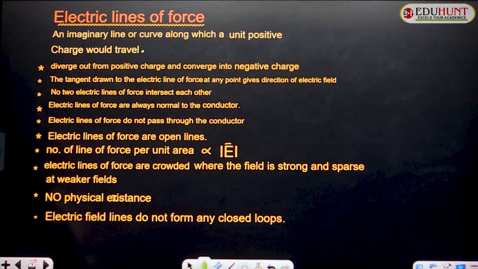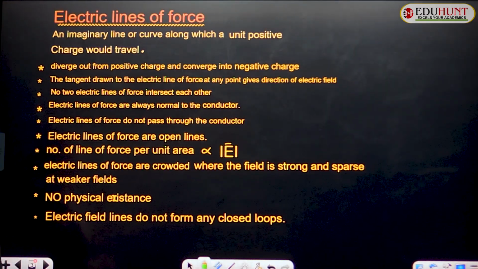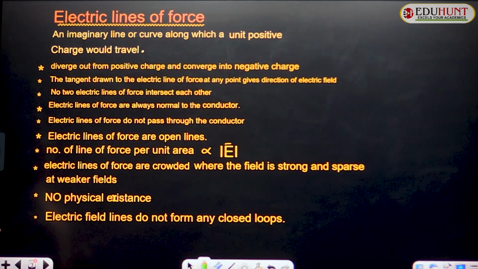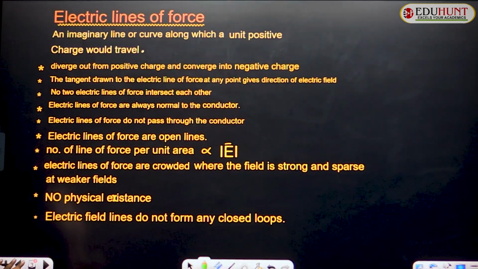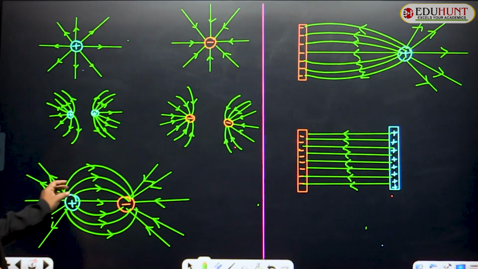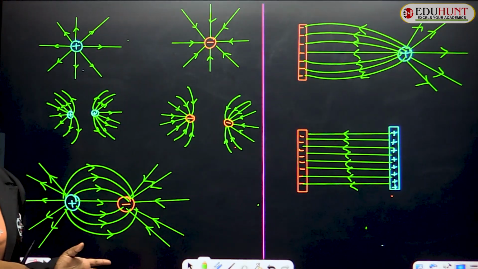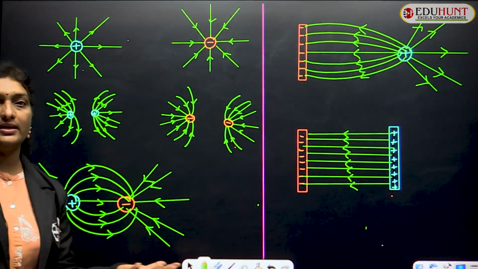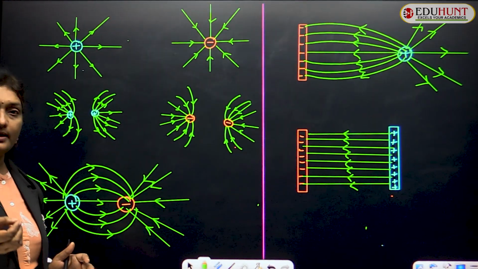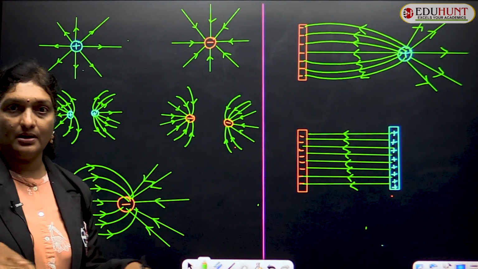Now, the second one: if you consider any tangent drawn to these electric field lines, then it indicates the direction of the electric field at that point. It indicates the direction of the electric field lines, like a magnetic field, how it exists. Similarly, the electric field. If you release iron particles near a magnet, then you can imagine that because of the magnet they will take some structure.